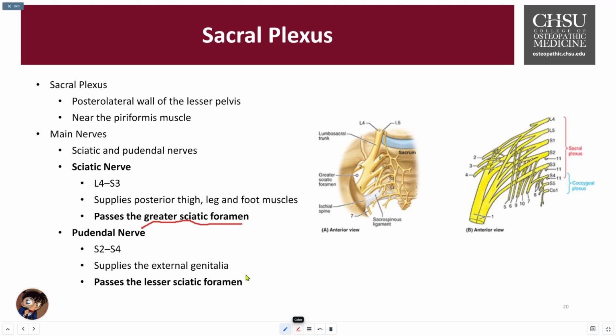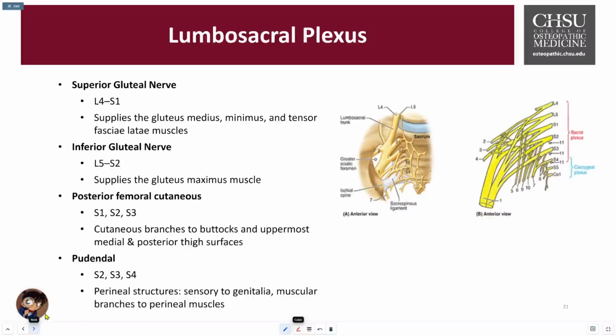The pudendal nerve is going to be essential for the external genitalia and the perineum, passes the lesser sciatic foramen, and also is involved in both sensory and motor function, so controlling the muscle and also the bladder and the bowel. The SGN, superior gluteal nerve, originates from the spinal segments of L4 to S1.